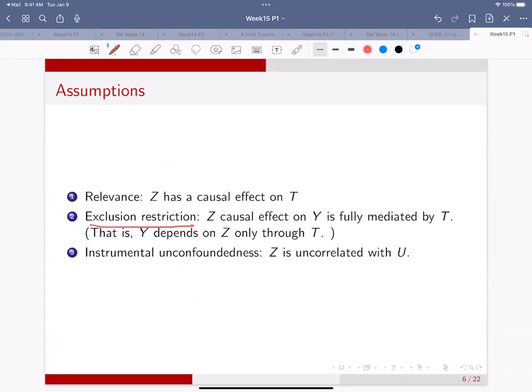So Z has a causal effect on Y. Oh no, sorry. Z's causal effect on Y is fully mediated by T. That means Y depends on Z only through T.